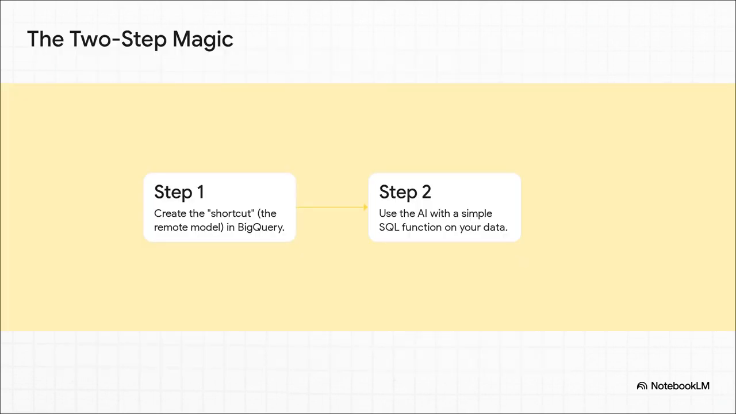And the process? It's so easy, it honestly feels like a magic trick. It's just 2 steps, seriously. First, you create that shortcut, that remote model we just talked about. Second, you just use a simple SQL function, like ml.generateText, directly on your data. That's it. This completely gets rid of the need for those complex, expensive, and frankly, risky data pipelines.